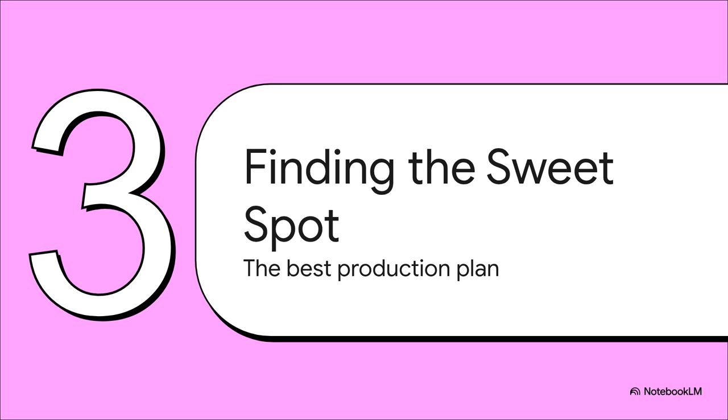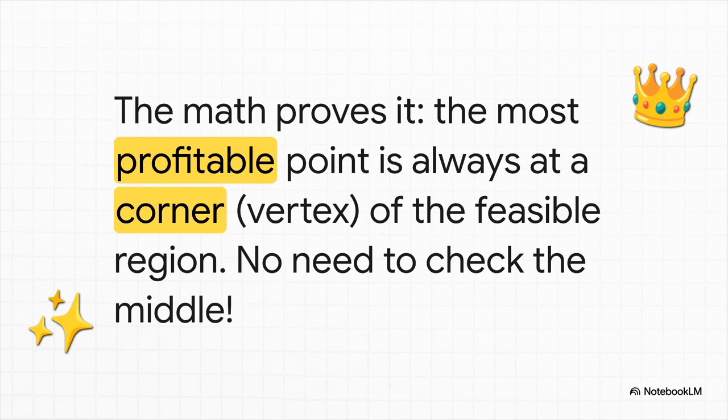Time to identify the single best plan. So, our map shows us like thousands, technically infinite, possible plans. How in the world do we find the one that makes us the most money? And this, my friends, is where the magic of linear programming comes in. It's so cool. The math proves that the single most profitable point, the absolute best answer, will always be at one of the corners of that feasible region shape. Always.